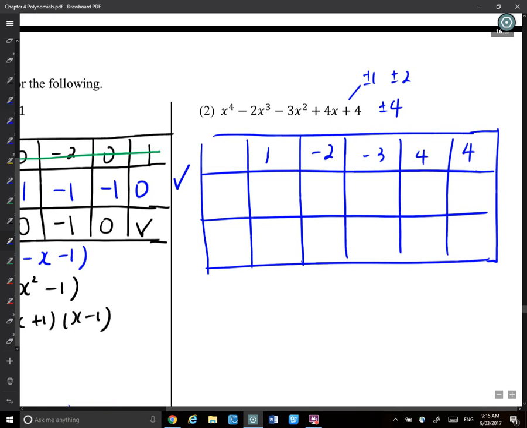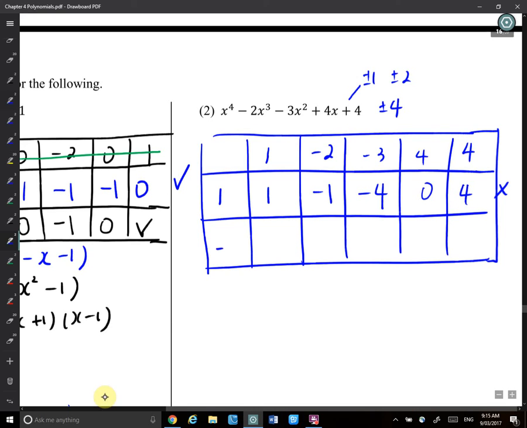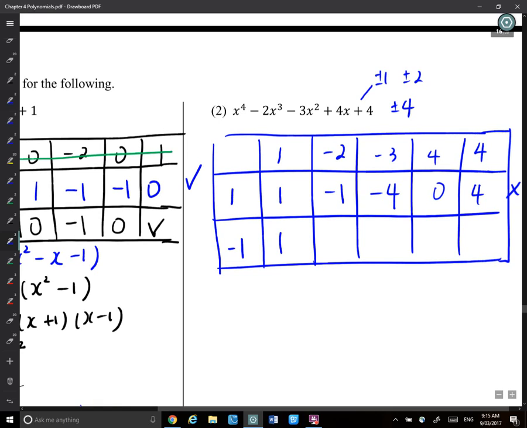Let's try 1. Have 1, 1 minus that is -1, -1 minus 3 is -4. That is 0, but that becomes a 4. That's not worked, because the last number is not good. Try -1. 1, -1 minus 3, 3 times that is 0. 0 plus 4 is 4. -4 plus that is 0. So that one works.